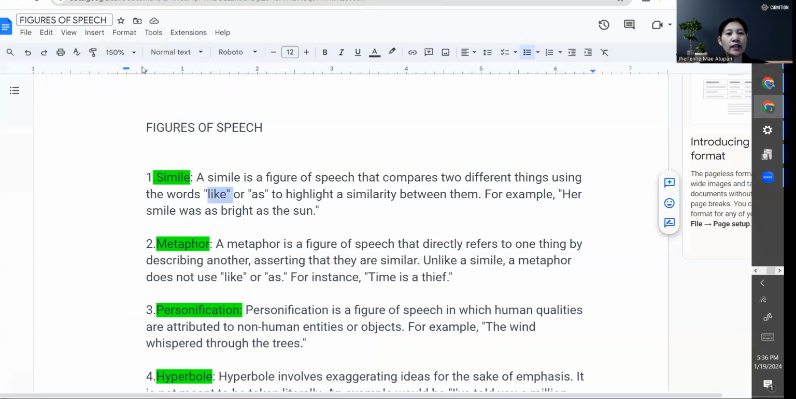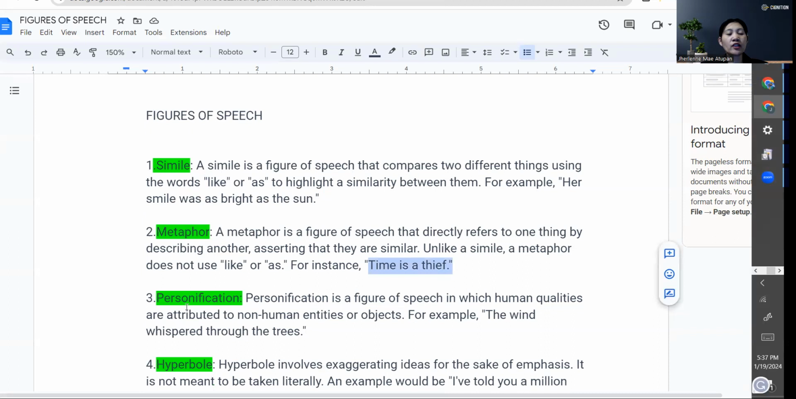The next one: metaphor, where two things are compared directly, referring to one thing by describing another. But there's no word like or as. You just say it. Time is a thief, or you are the apple of my eye. It's comparing you and the apple of my eye.